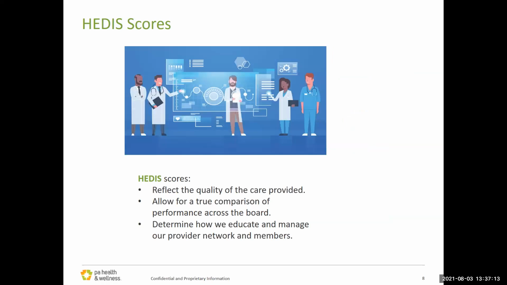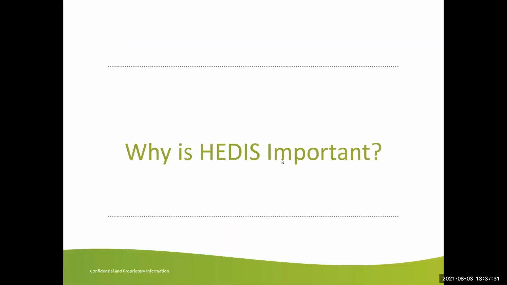Next slide. Okay, so what do the HEDIS scores tell us? They reflect the quality of care provided. They allow for the true comparison of performance across the board, what I call apples to apples. And it also helps us determine how we educate and manage our provider network and our members. Okay, next slide, please. Why is it important?